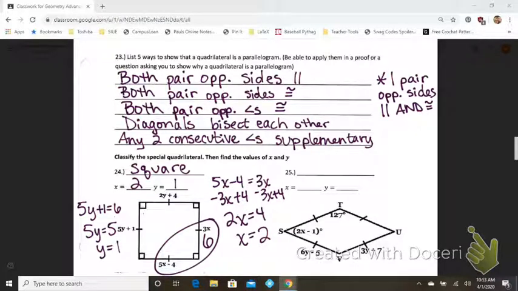I do expect that you are going to show me some sort of work. It might not be exactly the same as mine, but it should be mathematically sound, and you should get the same value for y.